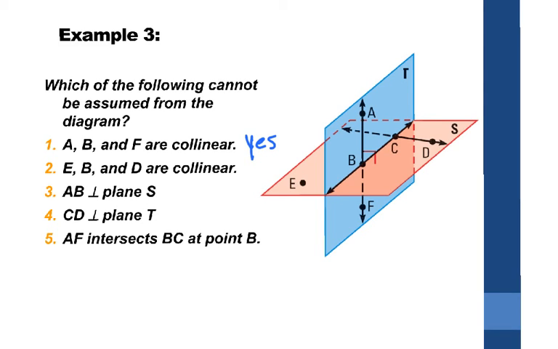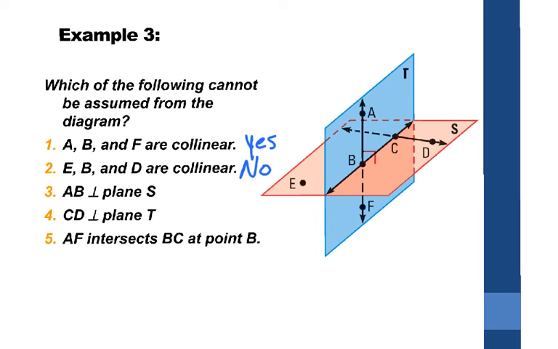And then let's look at the next one. E, B, and D are collinear. Where is E? E, B, and D. Well, remember, like I said, it does not have a line being drawn through those 3 points, so we cannot say that these 3 points are collinear. So let's put a no there.